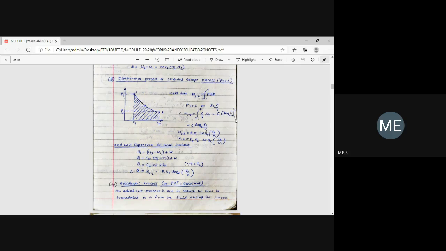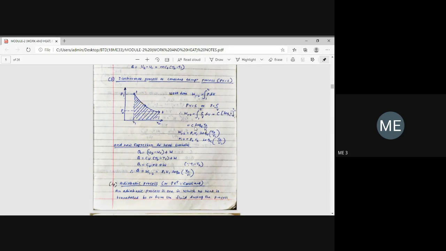Okay. So C log E V2 by V1. Okay, C is nothing but what? Suppose you take between the two states, we can write P1 V1 equals to P2 V2 equals to constant. Okay, the general equation is PV equals to constant.